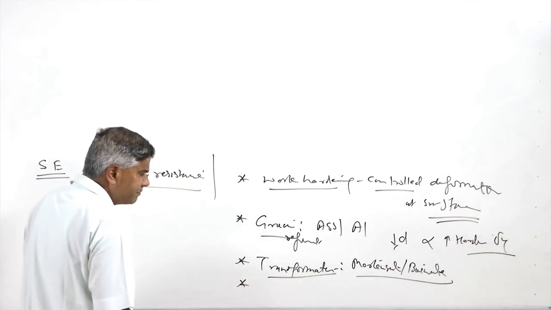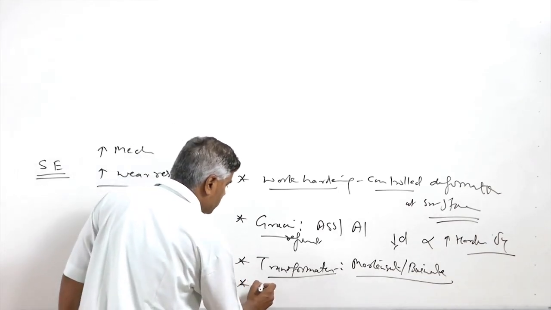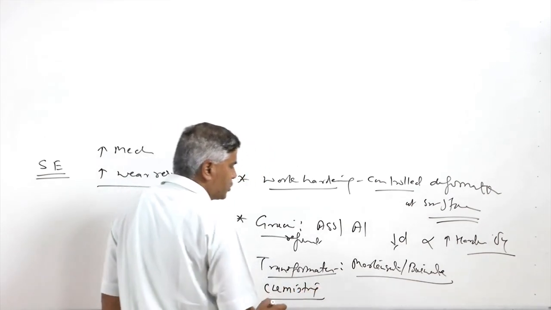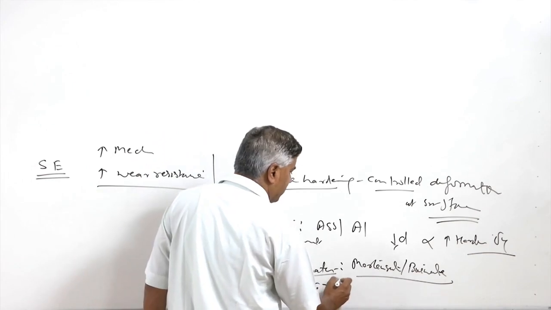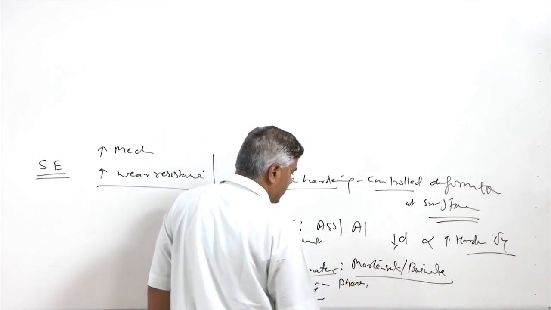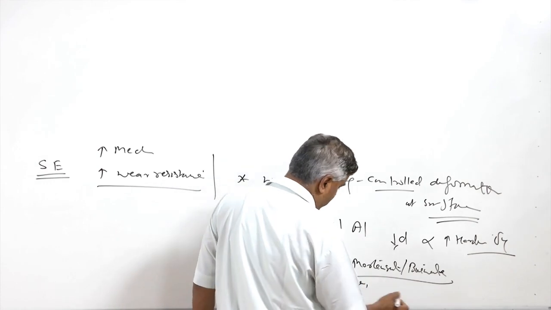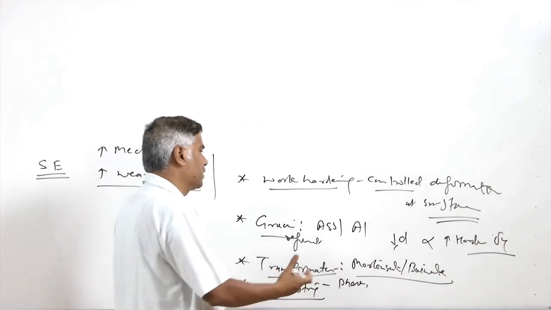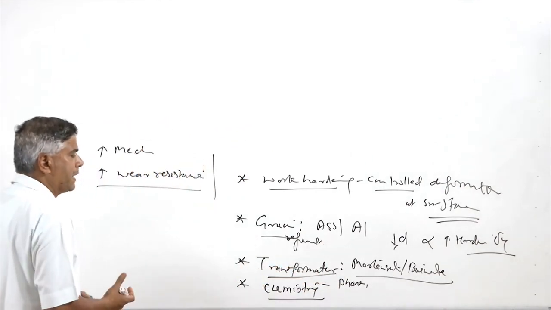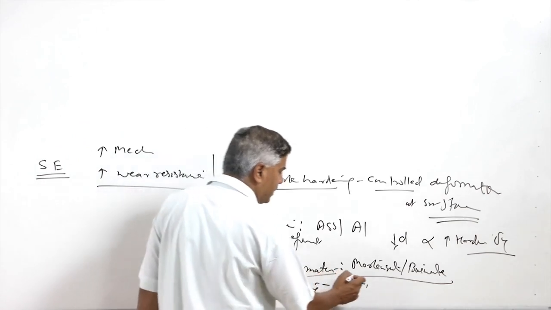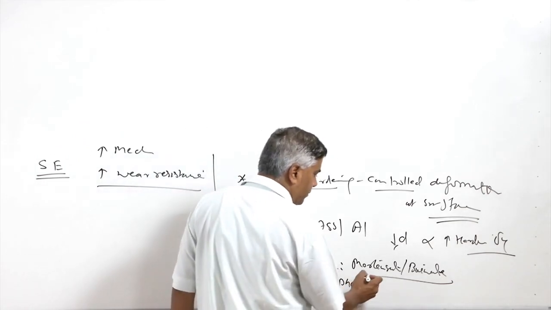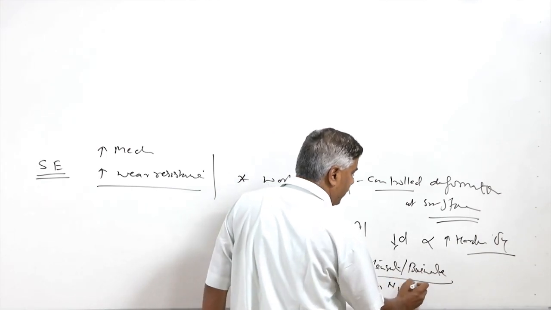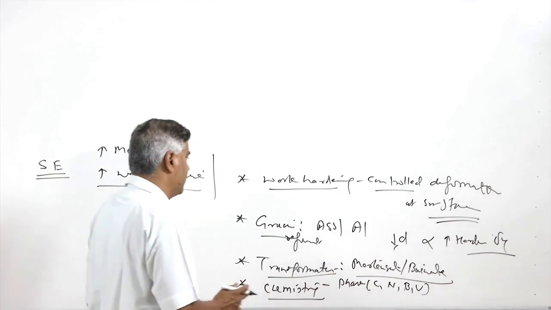Then there is another approach wherein chemistry at the surface is modified. Whenever the chemistry modification takes place, there will be formation of new phases, and these phases will lead to improved hardness, improved strength, improved wear resistance and mechanical performance. There are so many methods wherein chemistry is modified at the surface, like carbon concentration is increased, nitrogen concentration is increased, boron and vanadium are increased.